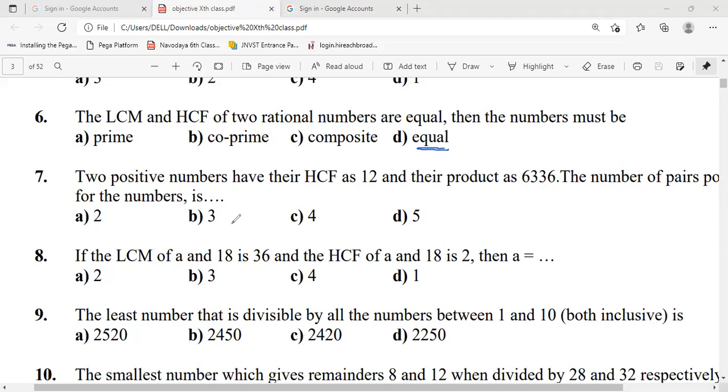Next, two positive numbers have their HCF as 12 and their product is 6336. The number of pairs of such numbers is? This is somewhat important and big, so we'll take it in a new slide.